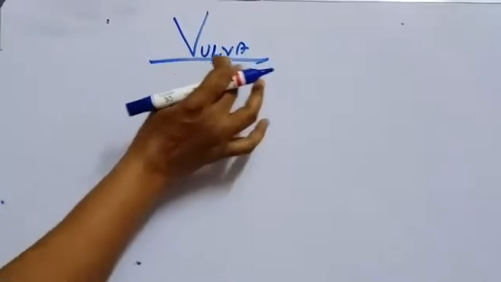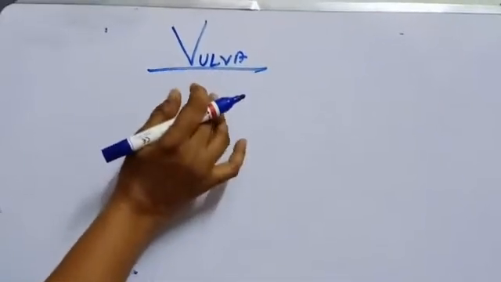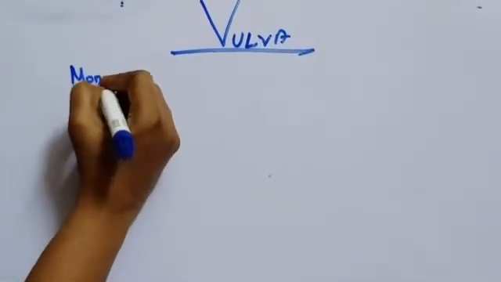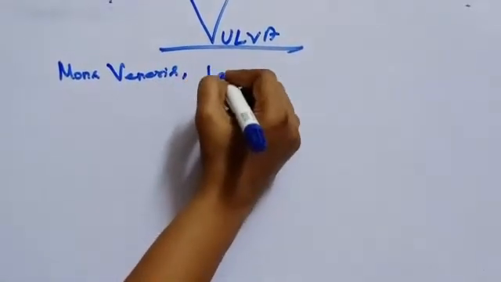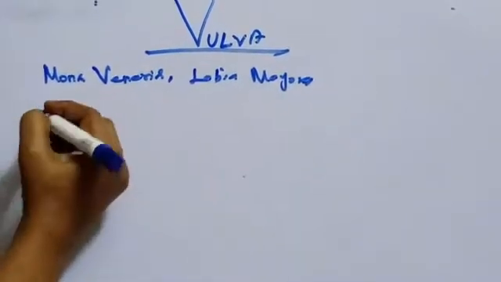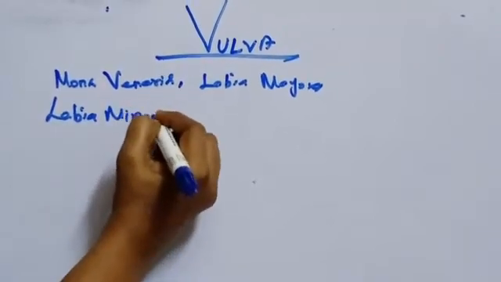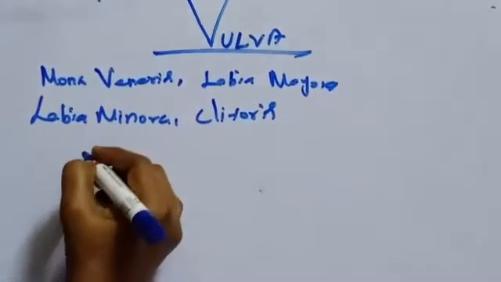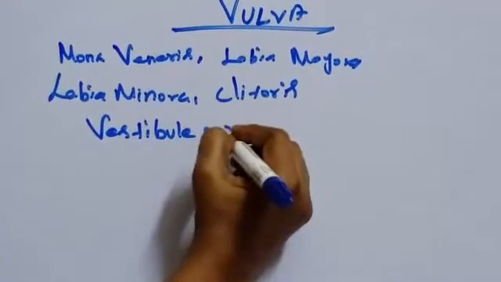Next we will see the vulva. What is the vulva? It is the external genitalia of the female. What are the parts found in the vulva? You can see mons veneris, then labia majora, labia minora, clitoris, then vestibule.